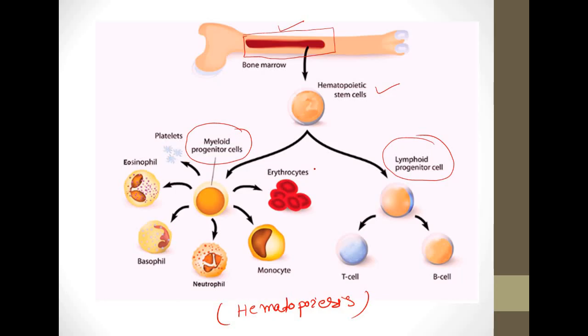From myeloid progenitor cells, erythrocytes or RBC, monocytes, neutrophils, basophils and eosinophils are produced. These are kinds of WBC. Okay, and from lymphoid cells, T cells and B cells are generated. They are helpful in the immunity of our body.